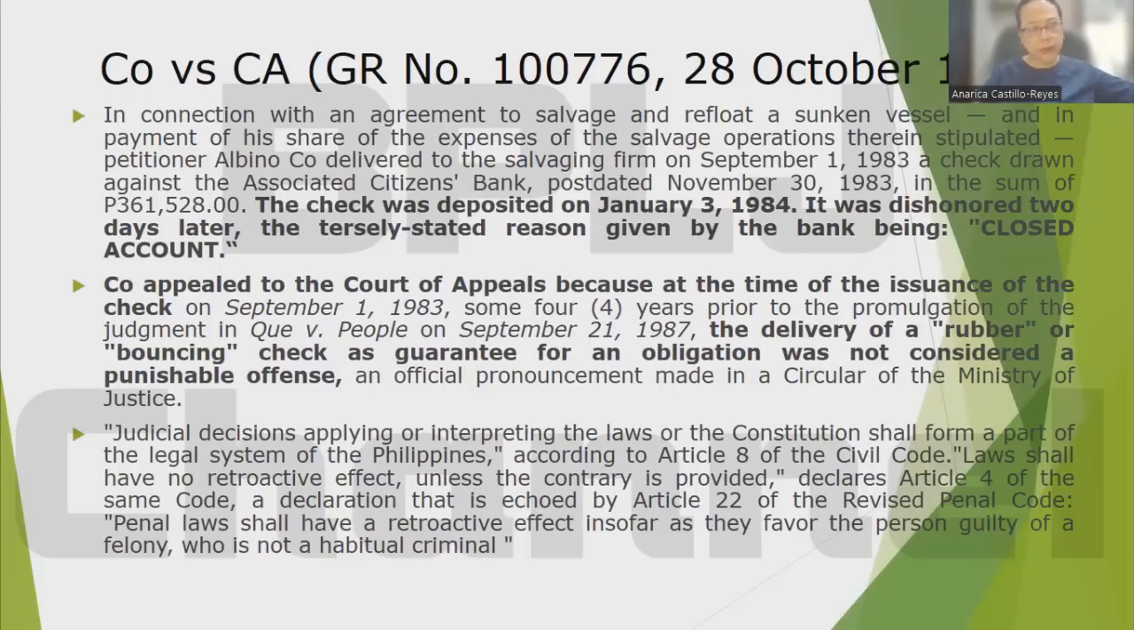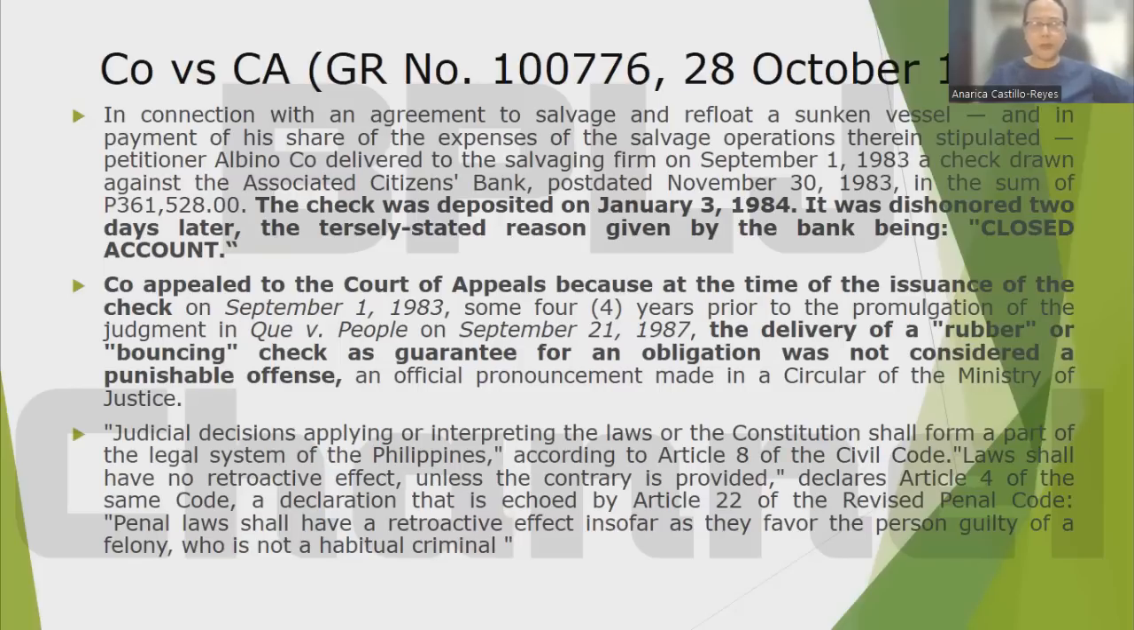And part of that legal system is the doctrine of stare decisis. So if you have a case with a certain set of facts decided by the Supreme Court, if you encounter another case having substantially the same set of facts, it will also be decided in accordance with the first case, which has substantial set of facts. Now, the doctrine of stare decisis or judicial decision also have prospective application. So it cannot be applied retroactively to cases which were already decided way back.